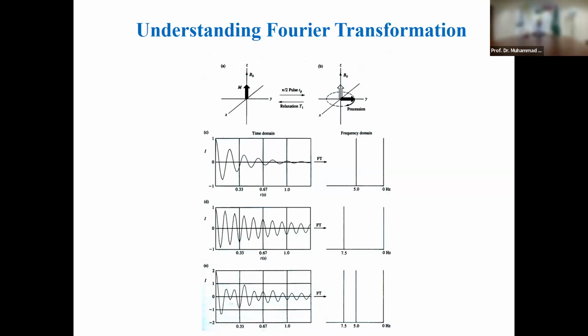For instance, in this case, you can see the free induction decay, the time domain signal, of two different resonances, one at 5 and the other at 7.5 chemical shift. And the free induction decay is eventually converted into the frequency domain by a Fourier transformation, which is a mathematical process. And by this, you get a frequency domain signal.